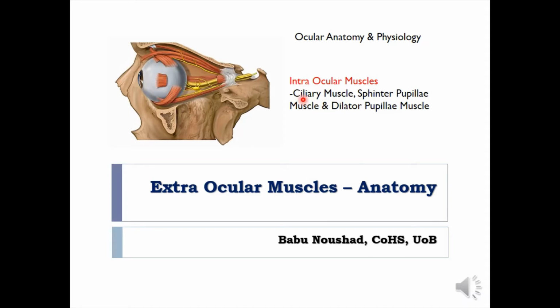When we were talking about the uvea, we talked about the ciliary muscle, sphincter pupillae and dilator pupillae. Sphincter pupillae and dilator pupillae are both muscles located on the iris, to reduce the pupil size and to increase the pupil size. So these are the three muscles that are inside the eyeball, known as intraocular muscles. And of course, these are the extraocular muscles. In this presentation, we'll be discussing extraocular muscles.